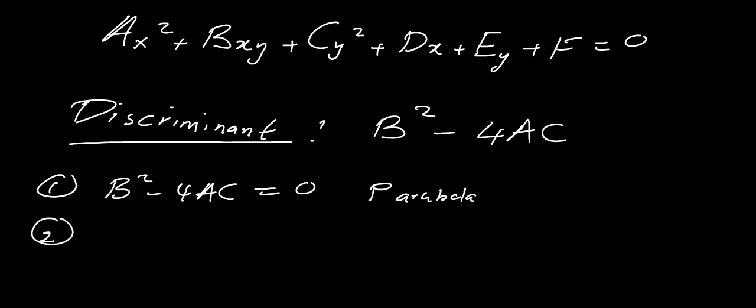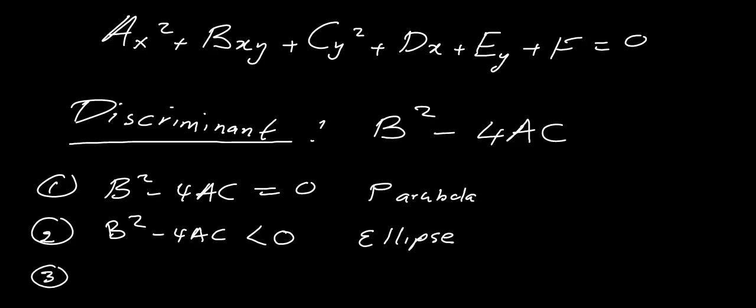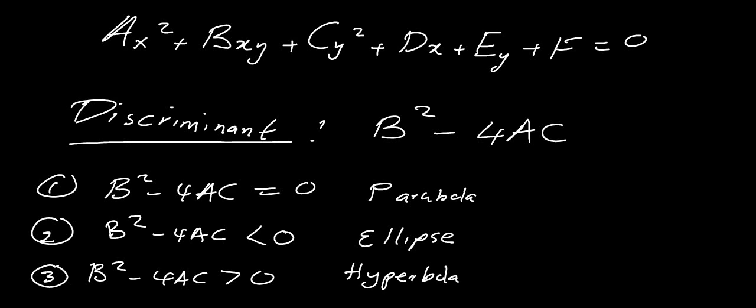Then when the discriminant is less than 0, it simply means that you're dealing with an ellipse. Then number 3, whenever the discriminant is greater than 0, you're dealing with a hyperbola. That's when it's greater than 0. So this is just how we get to know all those general equations, the standard equations we're looking at.